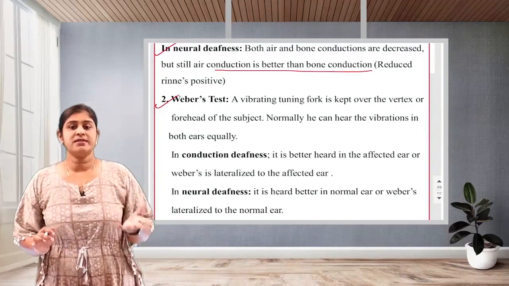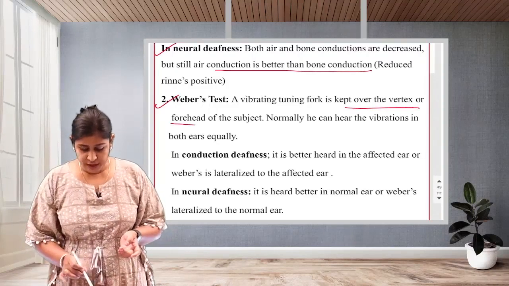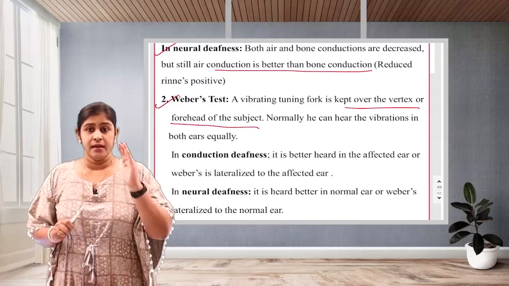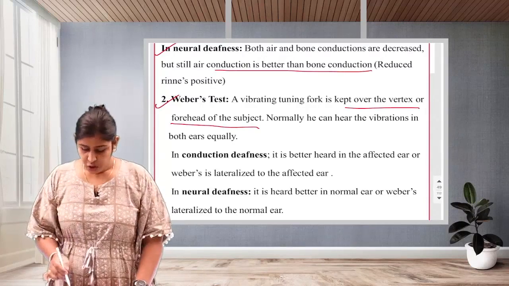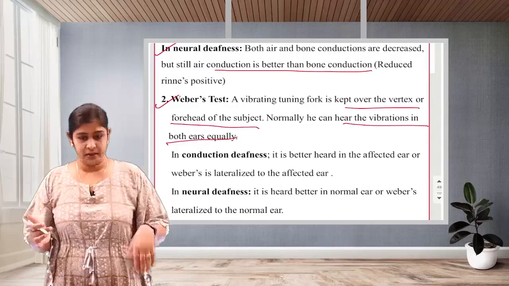Second test is Weber's test. A vibrating tuning fork is kept over the vertex or the forehead of the subject. Normally he can hear the vibrations in both ears equally.